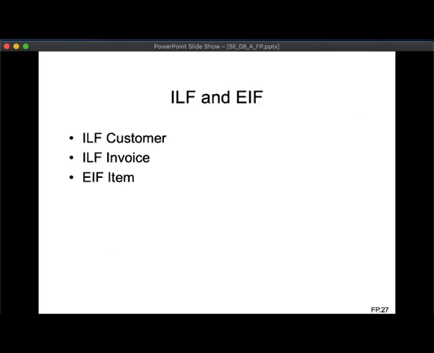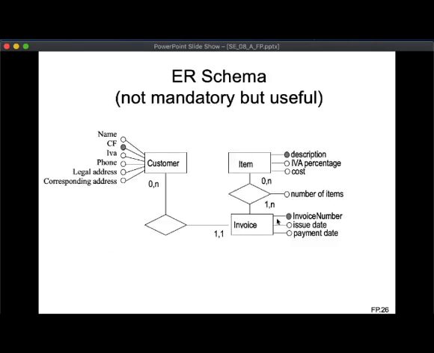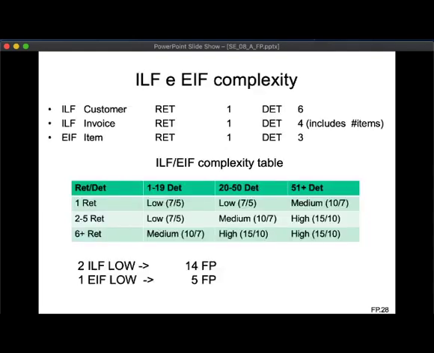Why should we have 4 DET? Because they are the 3 attributes plus the number of items, because of course, assuming that you are recovering the information of the item externally, a way of storing this information would be to have an implementation in which the number of items will become an attribute in the table invoice. This is a straightforward way of implementing this model. And for the item, that is an EIF, you have 1 RET and 3 DET, because these are the attributes.